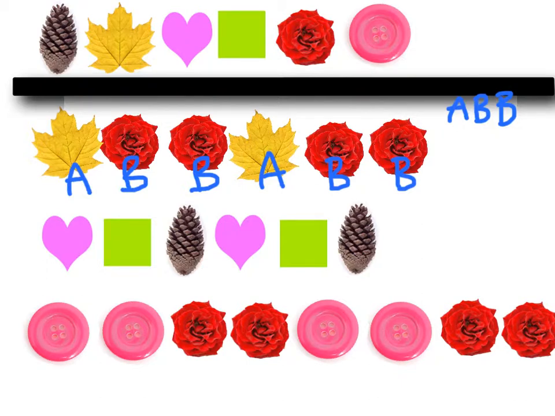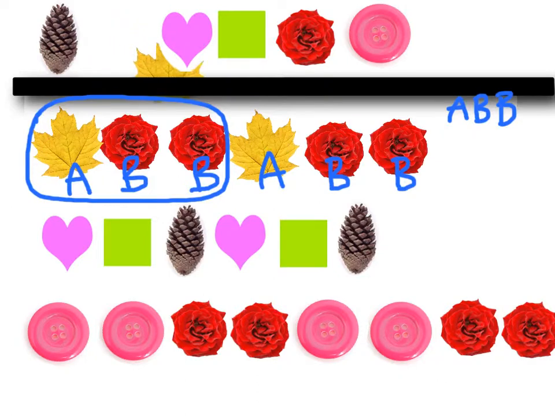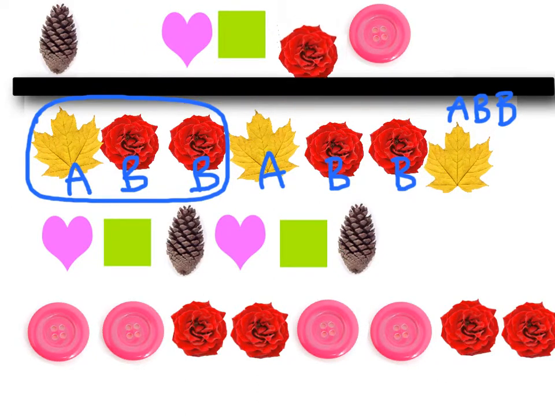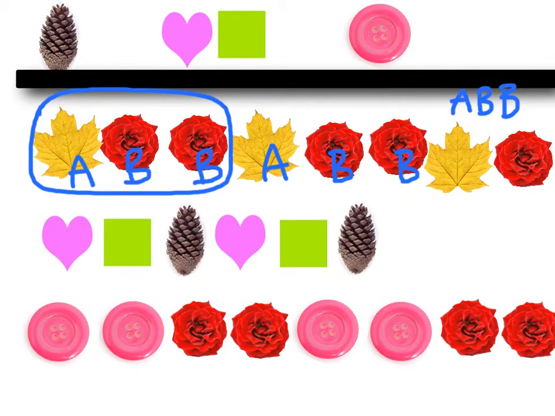Okay, so I know this part is what is repeating in the pattern, the leaf, and then a rose followed by another rose. So that means after that end rose comes another leaf, and then after the leaf will come a rose. Wow, I've got to keep going on with that pattern, but I've run out of room.